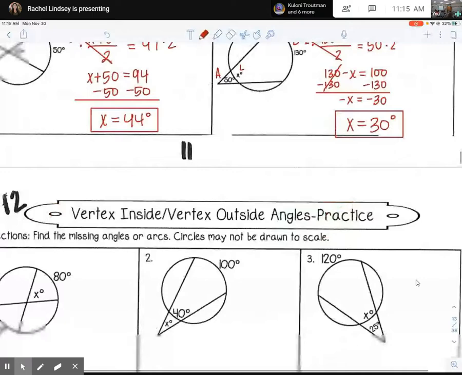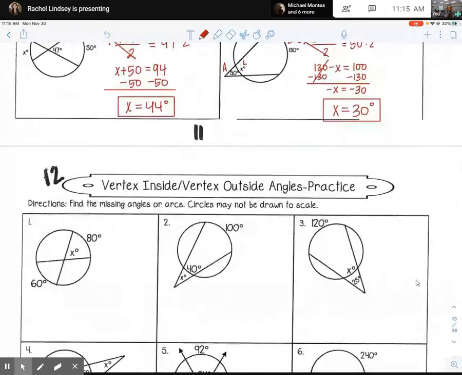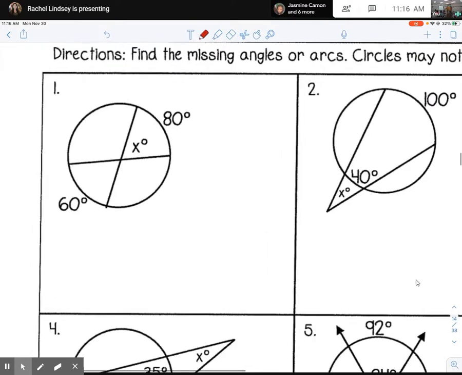So, I'm going to go through a few of these. We're not going to go through all of them today, I don't think. But we will start with them tomorrow. So, I'm just going to go through the odds right now. If you've done the evens, you want to check them, you always can. So, on number 1, is that a vertex inside or a vertex outside? Inside. Number 1 is inside. So that means arc plus arc divided by 2 equals the angle. So 80 plus 60 divided by 2 equals x.